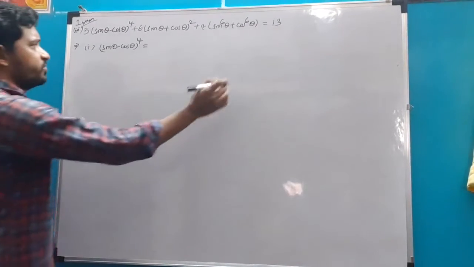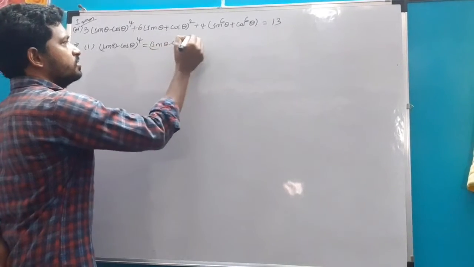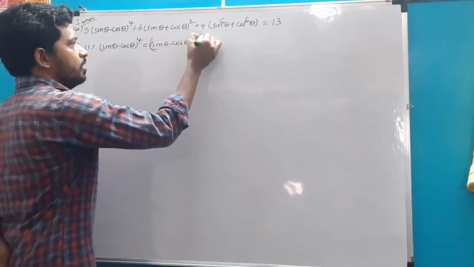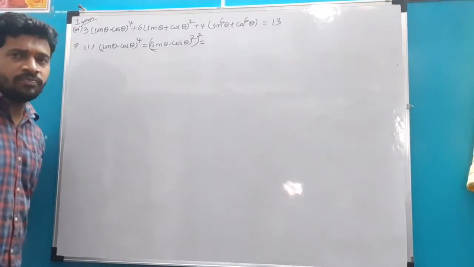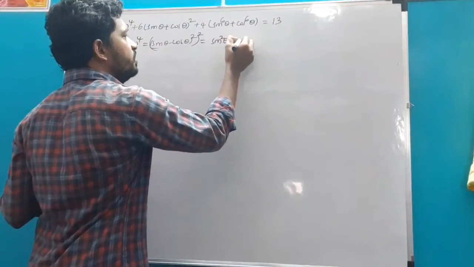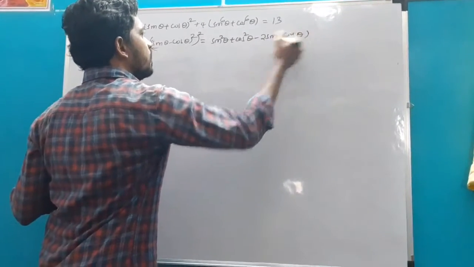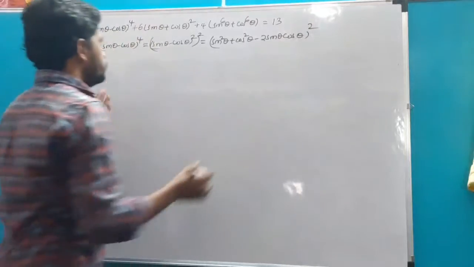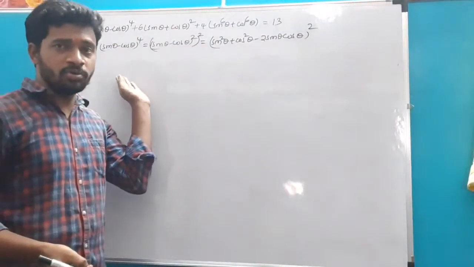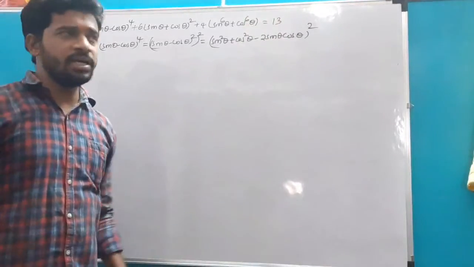So first apply the square here. That is (sin theta minus cos theta) whole square, again whole square. So what is the formula for (a minus b) whole square? a square plus b square minus 2ab. Again whole square, so this is (a minus b) whole to the power of 4. So first we are finding (a minus b) whole square and again applying whole square.